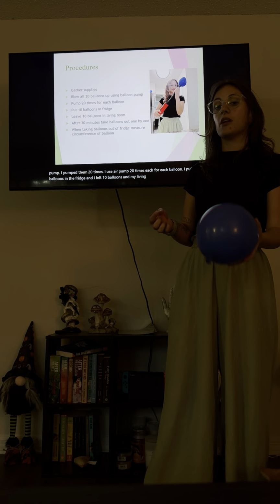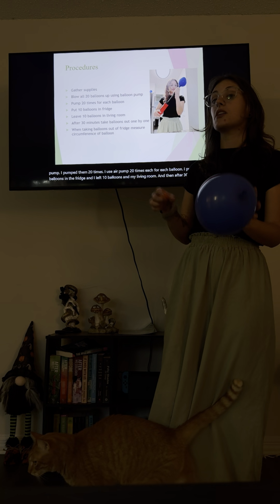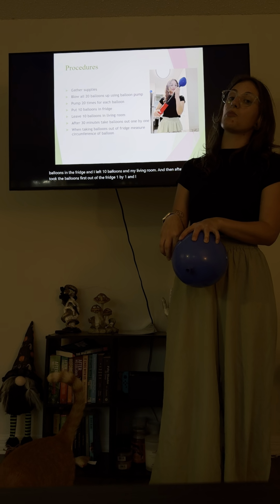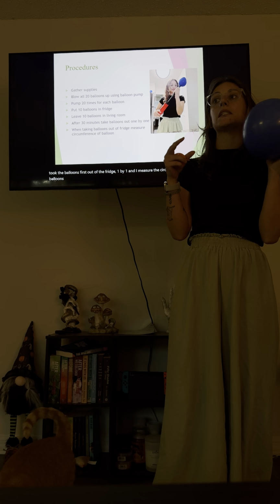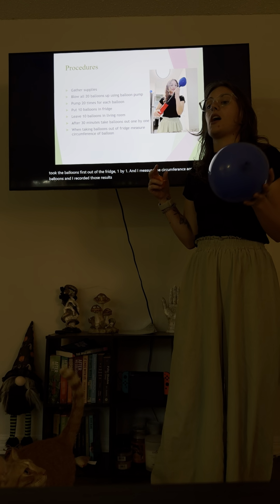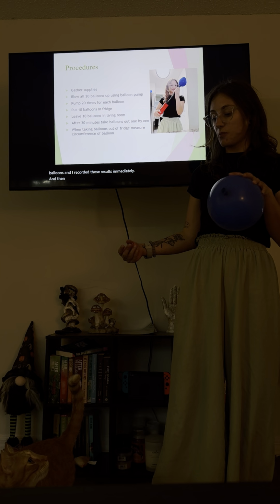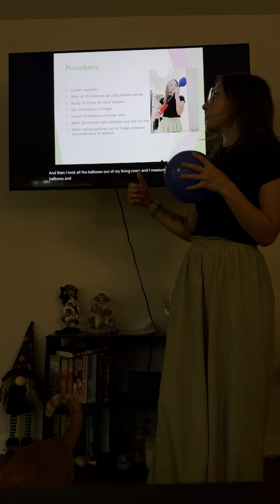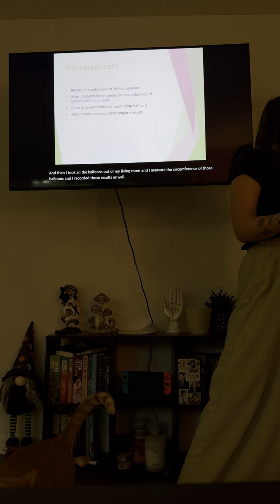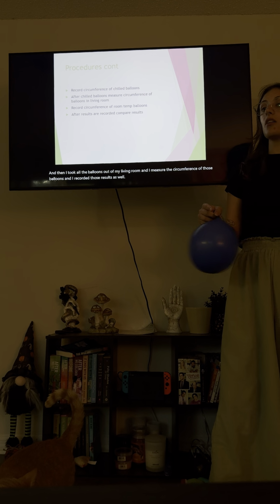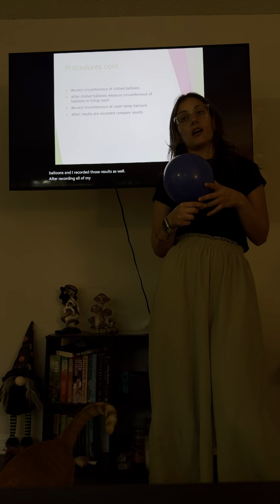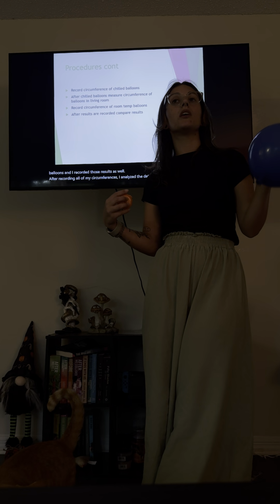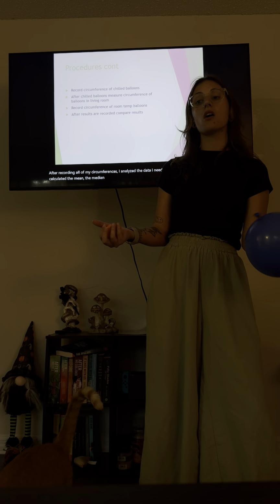After 30 minutes, I took the balloons out of the fridge one by one, and I measured the circumference around those balloons, and I recorded those results immediately. And then I took all the balloons that were in my living room, and I measured the circumference of those balloons, and I recorded those results as well. After recording all of my circumferences, I analyzed the data, I made the graph, and I calculated the mean, the median, the mode, and the range.